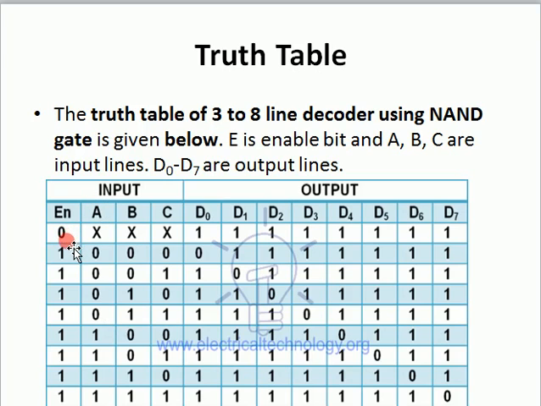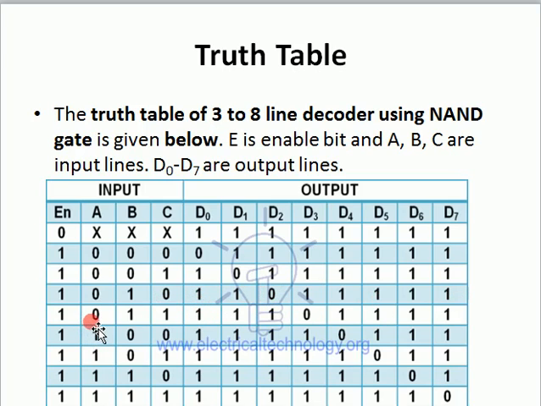At first, when the enable input is 0 and there may be any other input here, then all outputs are equal to 1. For all other combinations the enable input is 1. The first combination is 0 0 0. It means D0 is 0 and all other outputs are equal to 1. In the next combination we have 0 0 1, then D1 will be equal to 0 and all other outputs will be equal to 1. In the next combination we have 0 1 0, in which D2 will be equal to 0 and all other outputs will be high.